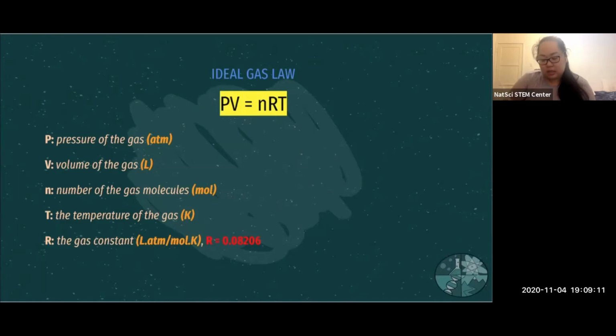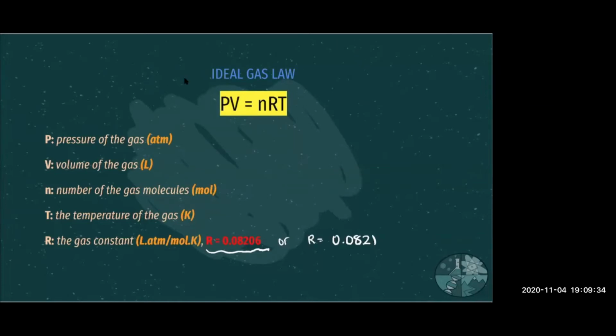And the gas constant is R equals 0.08206. Some students, your professor might be using R equals 0.0821. Just depends on which one they want. You can use either. We'll be using this one in the problems that we're working through.